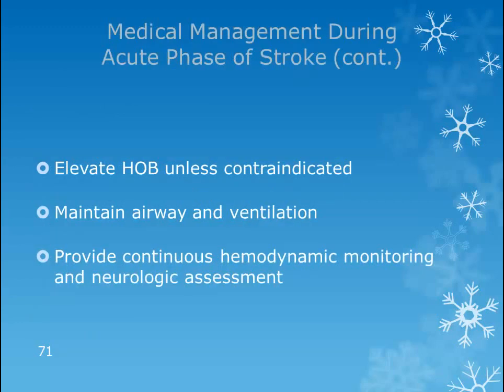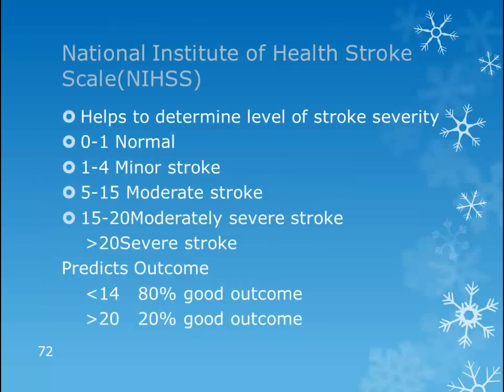Further medical management during the acute phase of a stroke. Elevate the head of bed unless contraindicated. Remember that's 30 degrees. Maintain airway and ventilation. Provide continuous hemodynamic monitoring and neurologic assessment. The National Institutes of Health Stroke Scale helps to determine level of stroke severity. 0 to 1 normal, 1 to 4 minor stroke, 5 to 15 moderate stroke, 15 to 20 moderately severe stroke, greater than 20 severe stroke. It predicts outcomes: less than 14, 80% good outcome; greater than 20, 20% good outcome.